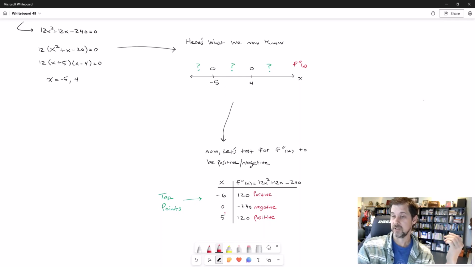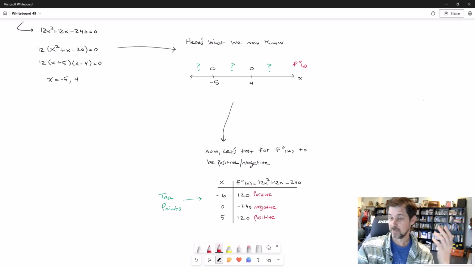And then I chose a number between -5 and 4, 0. Nice, easy choice. And then I chose something right of 4, 5. It's a nice, easy choice. But again, I could choose 6 or 7 or 23.4 or whatever. Okay. I take these test points, I plug them into the second derivative, and I get these numbers. Now, what these numbers are really doesn't matter. What I'm trying to figure out is the second derivative positive or negative.